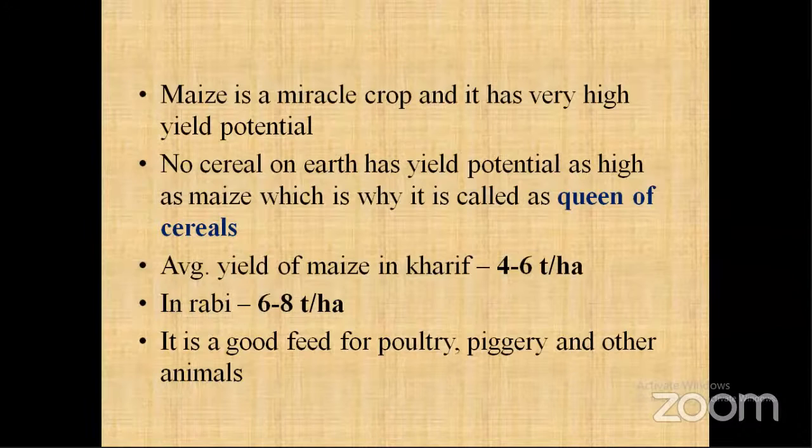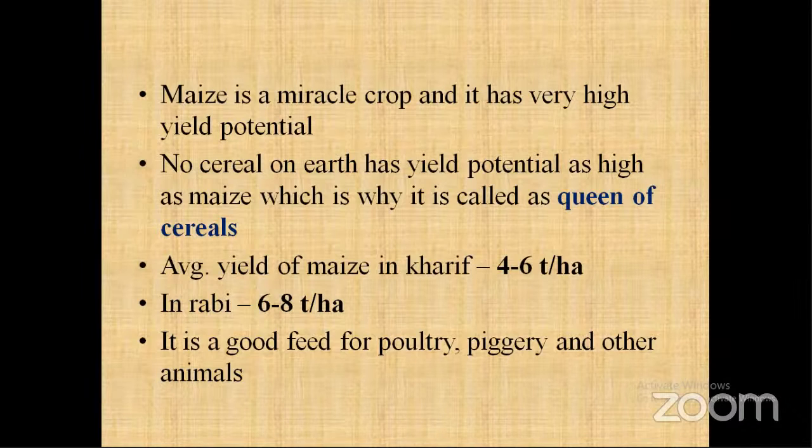Maize is also called a miracle crop. It has very high yield potential among the cereals, and no cereal on this earth has yield potential as high as maize, which is why it is called the queen of cereals. The average yield of maize in kharif season is around 4 to 6 tons per hectare, and in rabi it is 6 to 8 tons per hectare. Here you see, compared to kharif maize, rabi maize is the highest yielder.